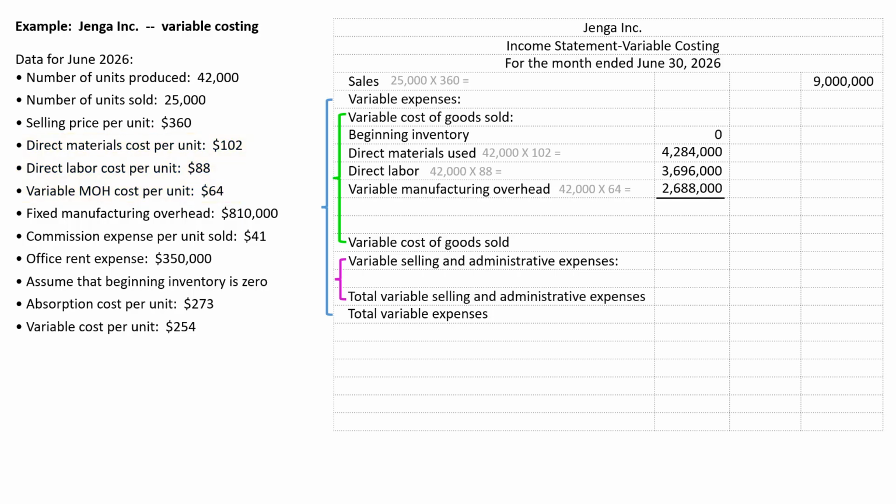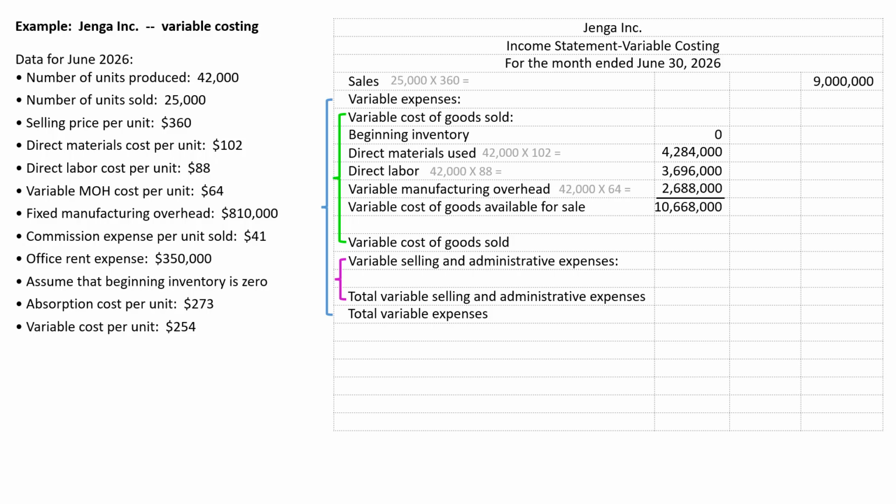We combine beginning inventory and the cost added to get variable cost of goods available for sale, $10,668,000. Notice that we enter this amount in column number 1. You'll see why when we get the variable expenses section completed.